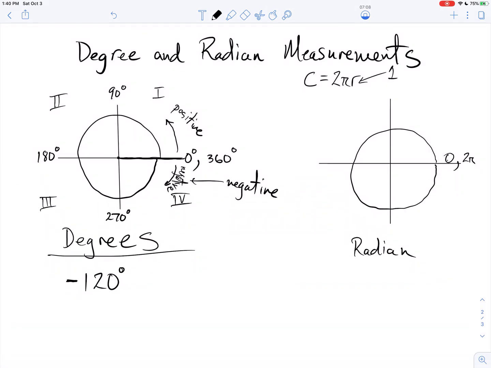Whoops, what the heck did I just do? Whoop, no, that's not it. Oh boy, there it is, thank you. So 2 pi radians would be 1 complete revolution.